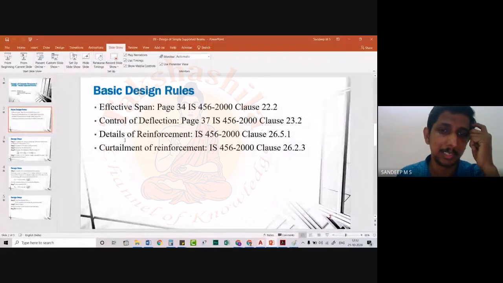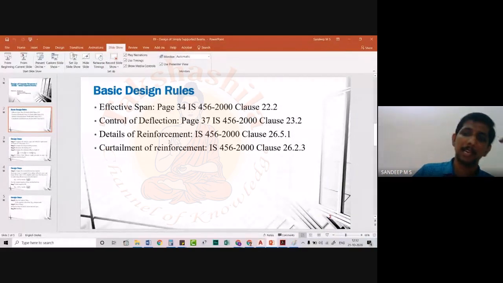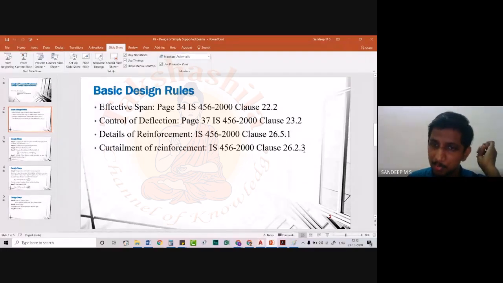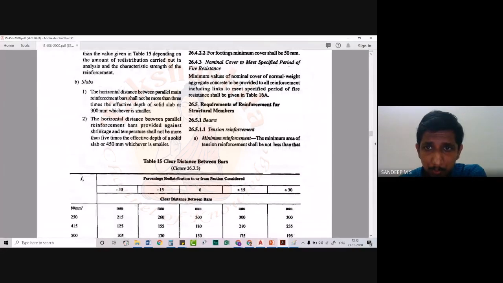Now moving on to the details of reinforcements. Let's see what we have here in clause number 26.5.1. That is regarding the maximum and minimum amount of reinforcement and other things. So 26.5 is giving details about requirement of reinforcement for structural members. In that we have beams, columns, and slabs, and separate divisions are given for everything. The first subclause is 26.5.1, which deals with beams. In beams, we know that we will be having tension reinforcement. In the case of doubly reinforced beams, we will be having compression reinforcement and other things.